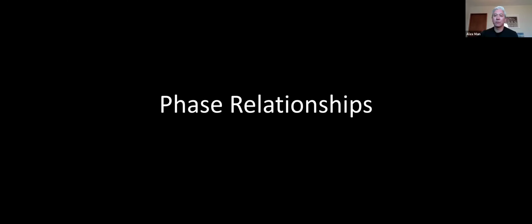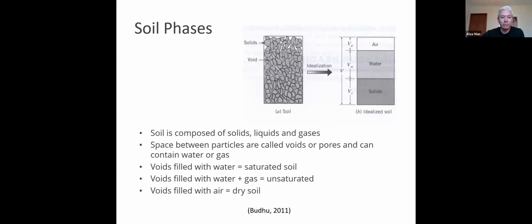Okay, so let's talk about phase relationships, which will help us understand what's happening when you compact your trail. Soil is made up of solids, liquids, and gases. The spaces between the particles are called voids or pores, and they can contain water or gas. When the voids are filled totally with water, it's called a saturated soil. When voids are filled partially with water and gas, it's unsaturated. And when it's completely dry, it's just a dry soil. So just some obvious definitions that need to be stated.